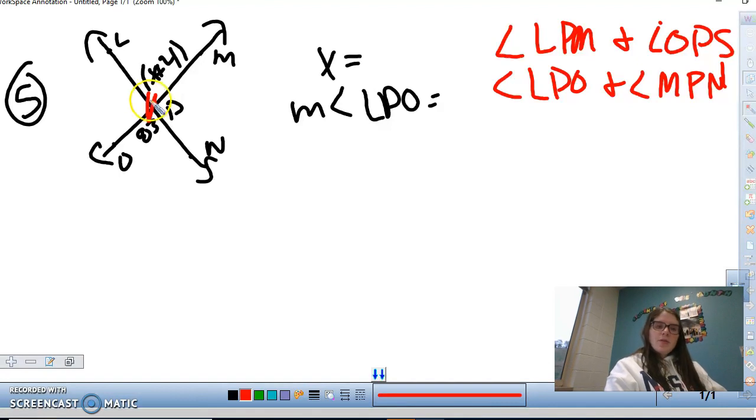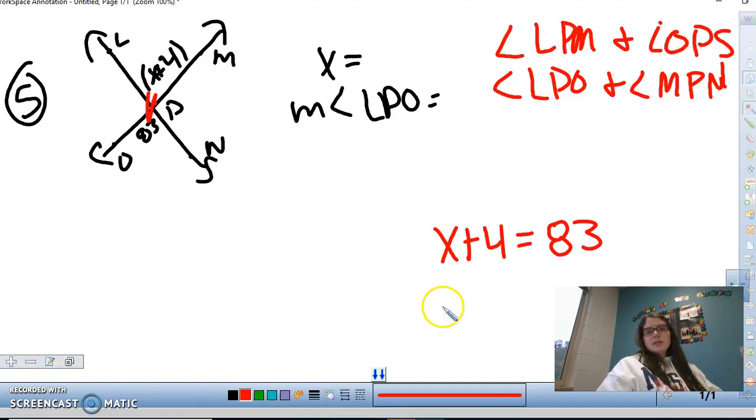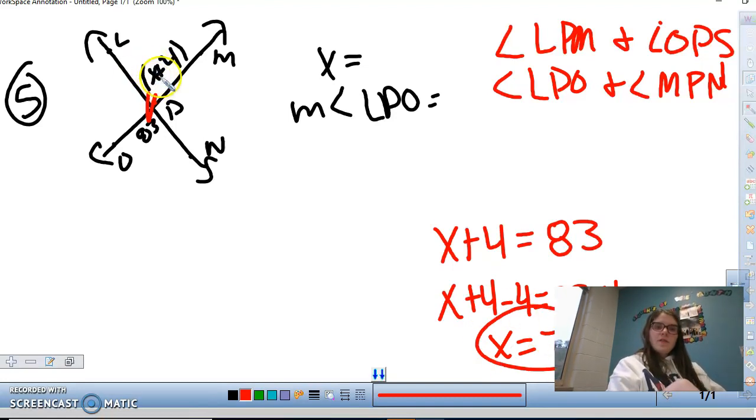Okay, so these two I know are going to be equal. So now I'm going to have x plus 4 is going to equal 83. So I'm going to need to subtract 4 from both sides. So I know that x is going to equal 79. If I plug that 79 in here for x, that gives me 79 plus 4 is 83. Great way to check your answer because these should equal.